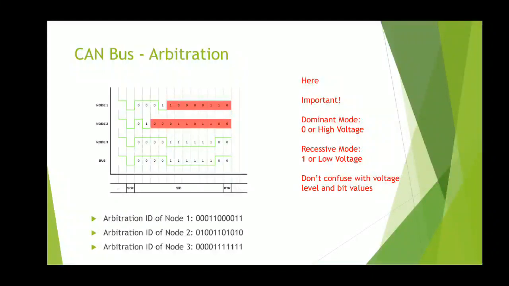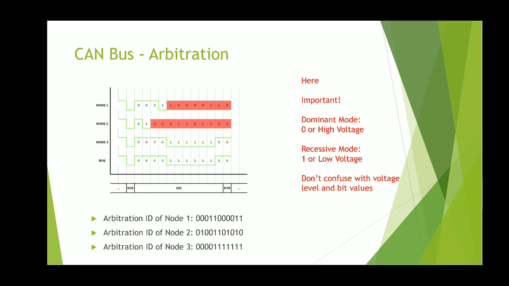Here there is node 1, node 2 and node 3. All three nodes want to send some data. So initially node 1, node 2 and node 3 will check whether any data transmission is going on the bus. Each node will check the voltage level on the bus and verify that no data transmission is going on. So these nodes will start the data transmission by sending a start of frame bit.